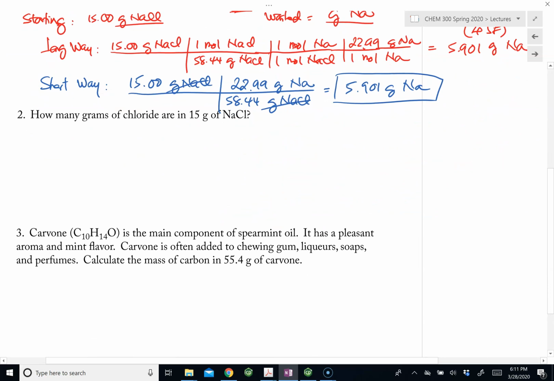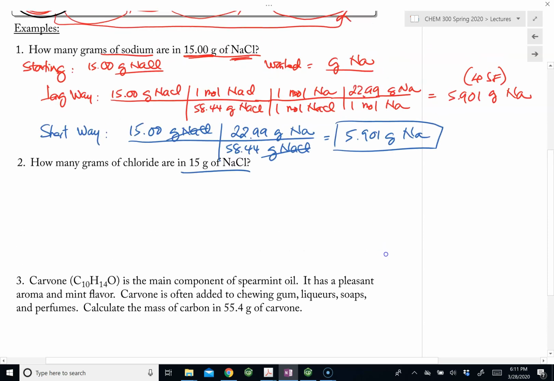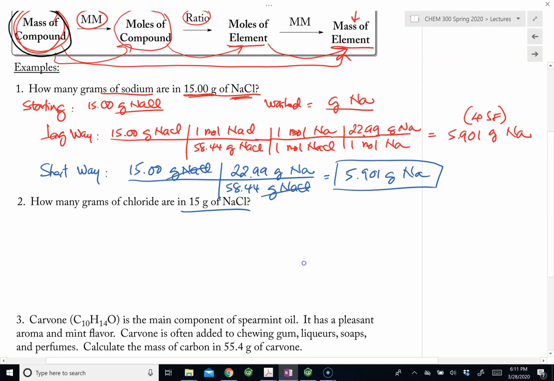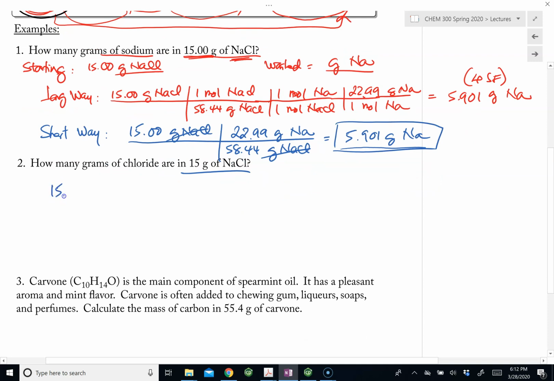And for number 2, how many grams of chloride are in 15 grams of sodium chloride? Here we have seen already that 5.901 grams of it is the mass of sodium, so the rest will be the mass of the chloride. But let's assume we don't have this answer yet, and let's solve this problem independently using this shorter way. Starting from 15.00, let's change this to 20 to make sure it's consistent, grams of sodium chloride.